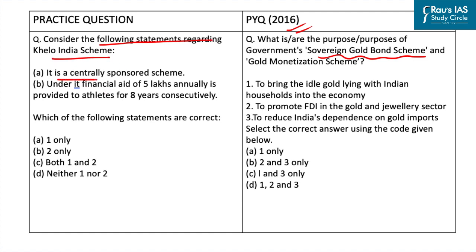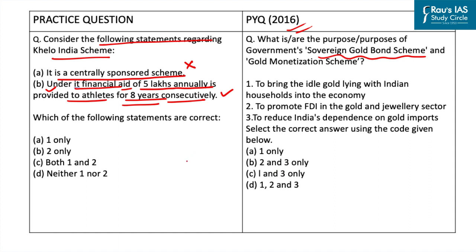The practice question in this regard says, consider the following statements regarding the Khelo India scheme. Statement 1 here is, it is a centrally sponsored scheme. Now this statement is incorrect, as the Khelo India scheme is a central sector scheme and not centrally sponsored. Moving on to the second statement, it says under it financial aid of 5 lakh annually is provided to athletes for 8 years consecutively. Now this statement is correct, as under the scheme an annual financial aid of rupees 5 lakhs for 8 years is given to talented athletes to promote sports.